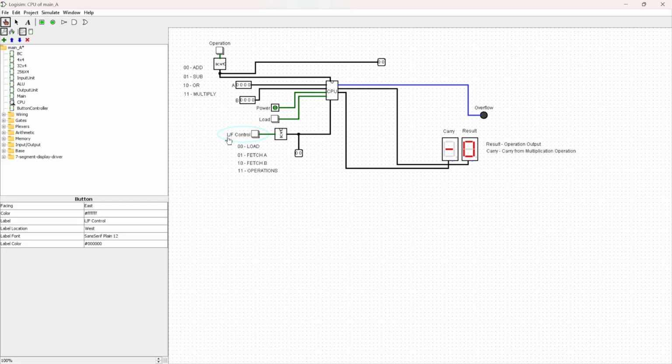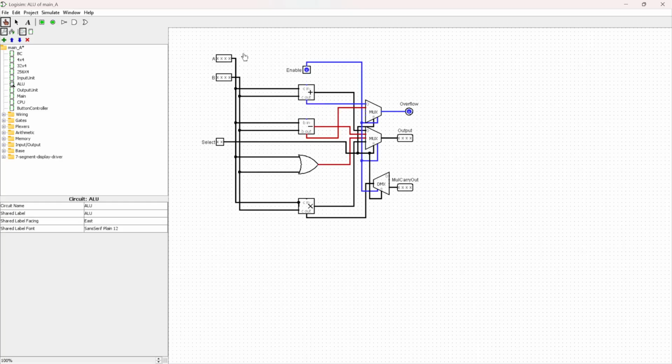And for the LF control, we have load and then fetch A, or the input A, and then fetch B, or the input B, and switching the operations, which means we are doing the operation defined in the opcode. So the idea is, maybe later on I will do the presentation, but I want to explain the architecture first. In the CPU, we have some ALU.